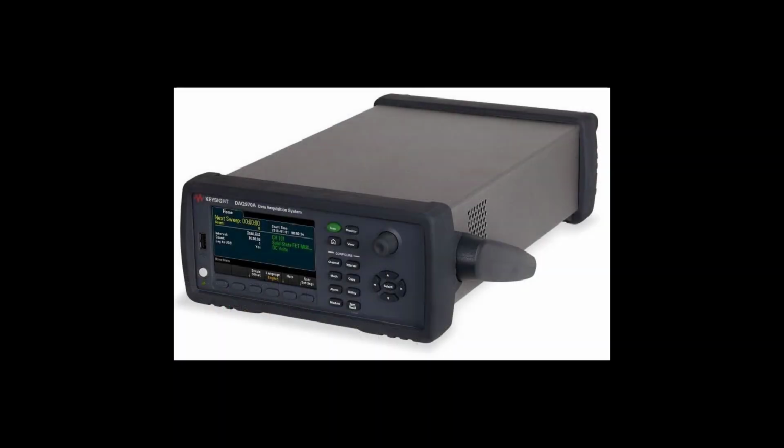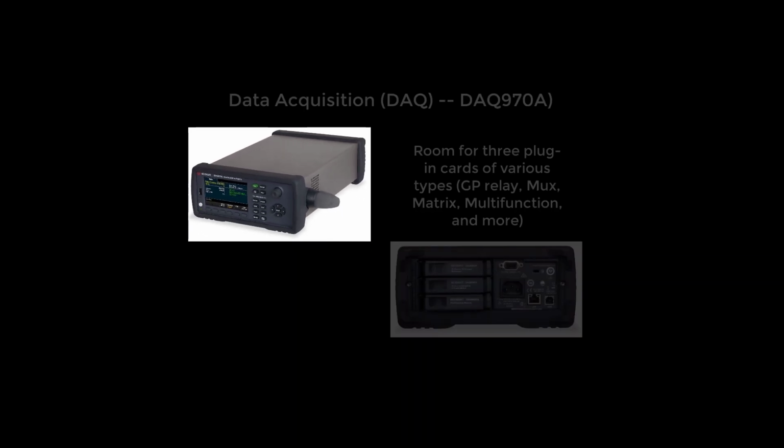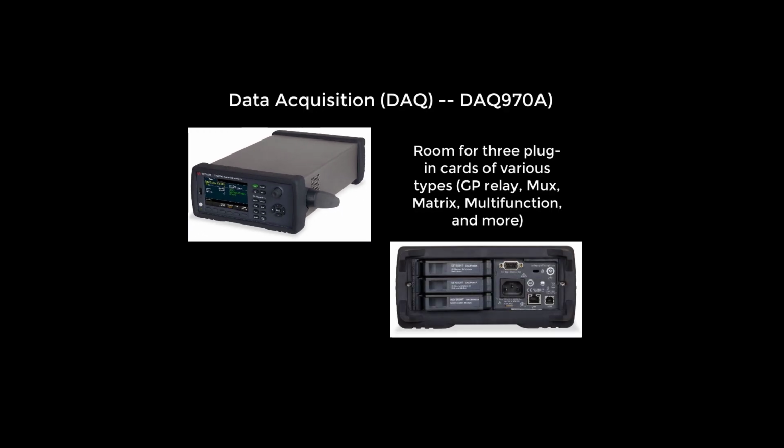Doing that remotely is a lot more difficult. You have to pre-wire a voltmeter or other measurement equipment and stimulus equipment to this device under test ahead of time so that they can be accessed remotely. And a data acquisition box is a great way to do that. The DAQ970 has room for 3 plug-in cards of various types and also includes a high-performance internal DMM. Let's see how we need to hook this up.